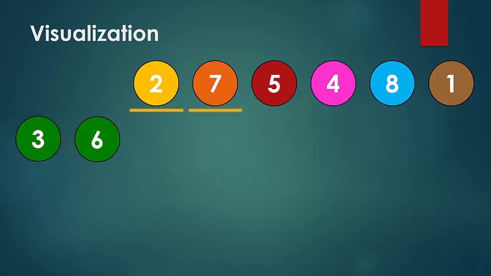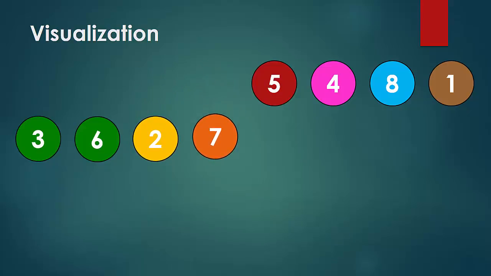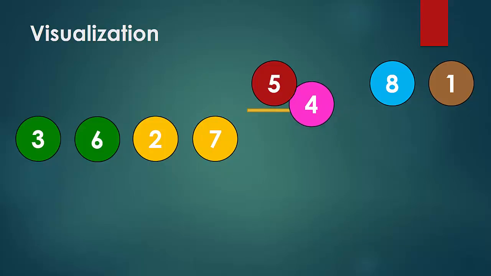We're going to do the same with 2 and 7. 2 is the smaller element, so 2 becomes the first element of the next set. 7 is the other one. Now these are sorted as well. We're going to compare 4 and 5. 4 is smaller. 4 is the first element.